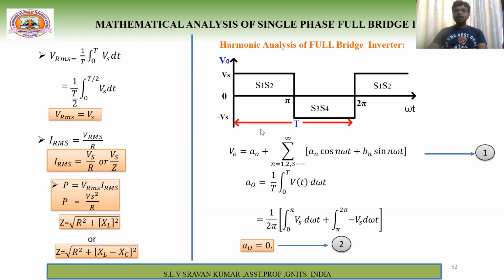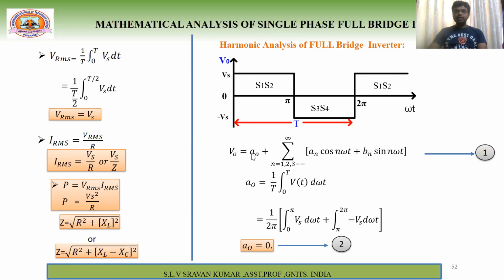And coming to the harmonic analysis of full bridge inverter. Here we have to consider one full cycle, right? While doing harmonic analysis, we have to consider the full cycle rather than half cycle. Otherwise, if you are doing it with half cycle, you have to multiply it with some factor, and then you will get the answer. So therefore, I am considering full cycle here.